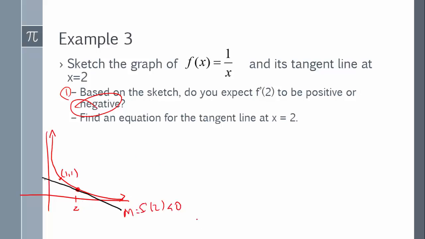So that should be negative. Now let's actually find it. Let's get the equation for the tangent line at x equals 2. This is a good one because the algebra on this one is a little messy, so I want to make sure we understand it for when you do something like this on your own for the homework.